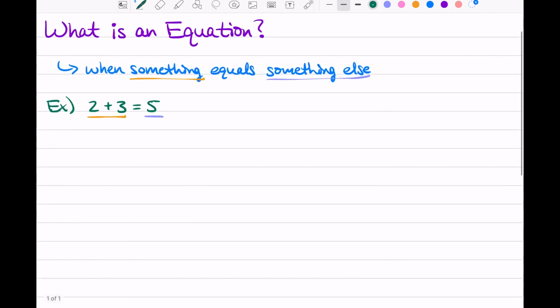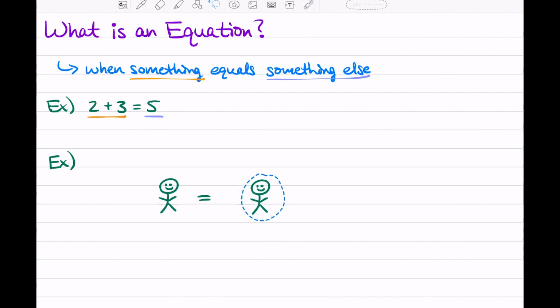So let's use a picture to explain this concept a little further. Let's say we have a happy person, and we're going to make an equation out of this person. All right, here they are. So we have a person equals person. Whatever's on the left side of the equation is on the right. Something equals something else.